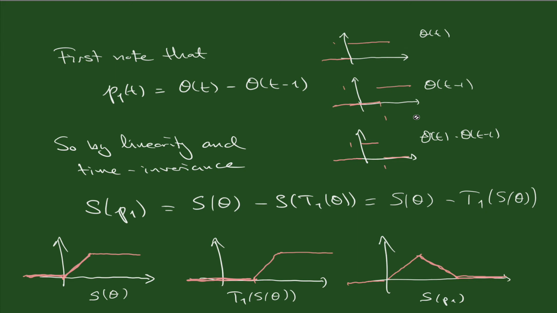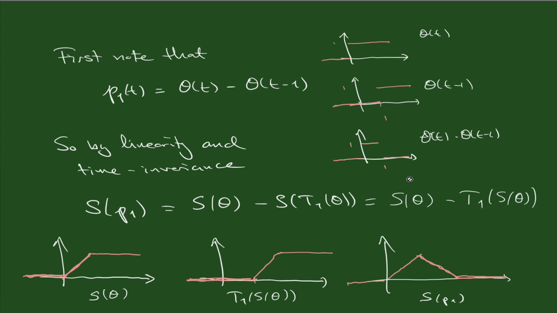When t is between 0 and 1, then theta is 1 and theta t minus 1 is 0, so they're 1 minus 0, so 1. But when t gets larger than 1, then both of these terms by themselves equal 1. So when we subtract, we get 0. So that means that the unit rectangular pulse P1 is just theta t minus theta t minus 1, as in the picture here.